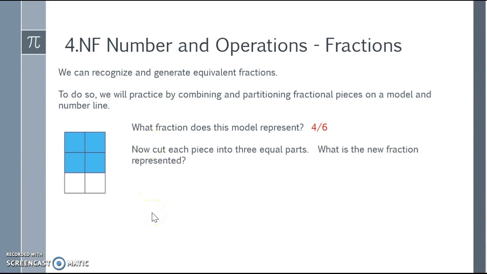Now cut each piece into 3 equal parts. What is the new fraction represented? So I took each sixth and I cut it into thirds. So now I see that there are 6, 12, 18 pieces. Well, of the 18 then, there are 1, 2, 3, 4, 5, 6, 12 copies of 1/18 shaded.